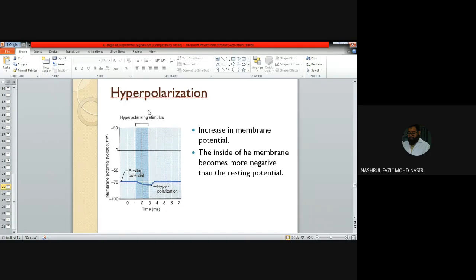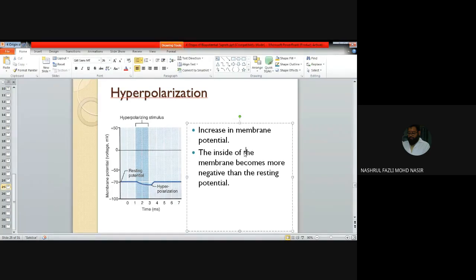And then you have hyperpolarization, an increase in membrane potential. Maybe I deleted something while editing the lecture notes, maybe I deleted the T. The inside of the membrane becomes more negative than the resting potential. This is hyperpolarization.